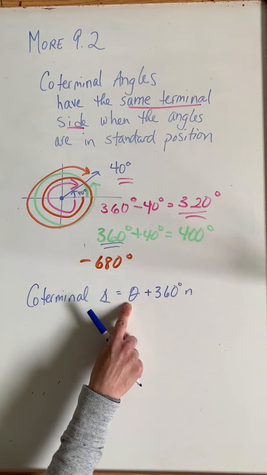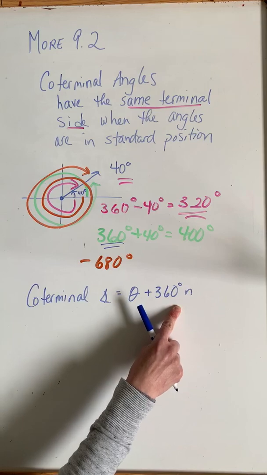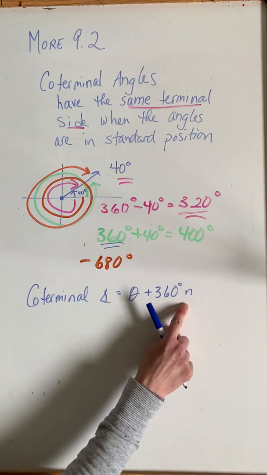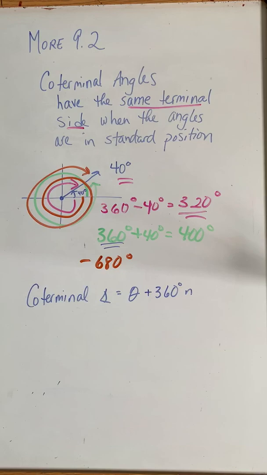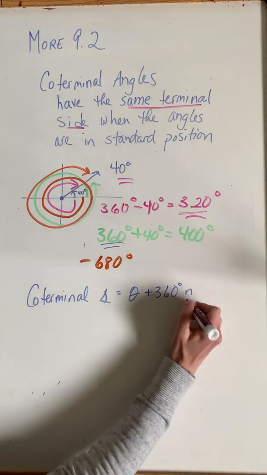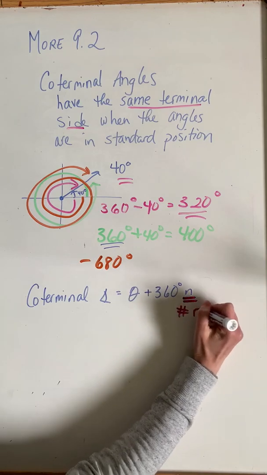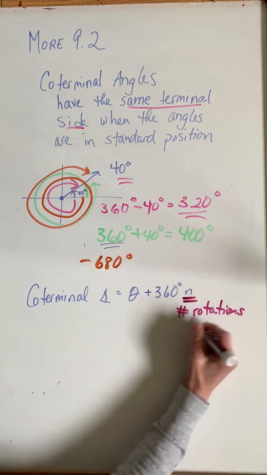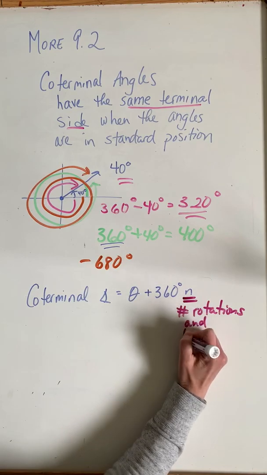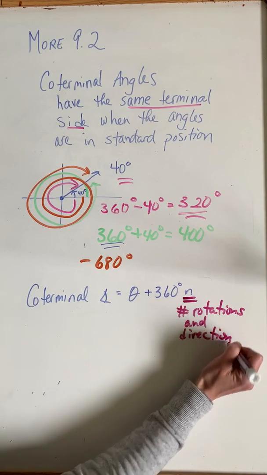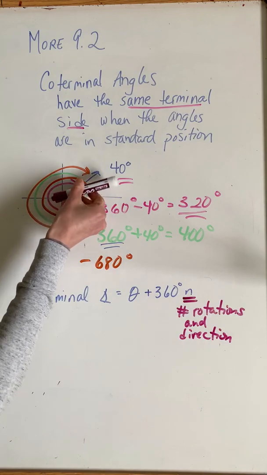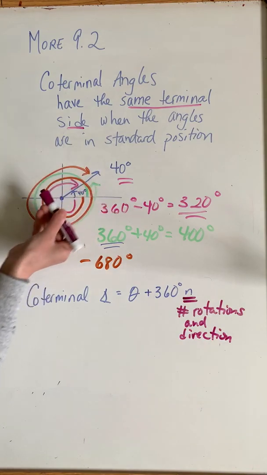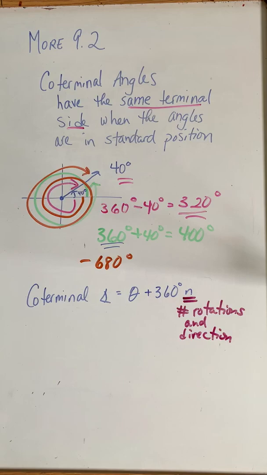So we could have, for example, theta plus 360 degrees times n, right? And then n, what does n actually represent? Well, n tells us both the number of revolutions that we're making and the direction of those revolutions, right? So it's the number of rotations and the direction. If n is positive, then that means we're rotating counterclockwise. If n is negative, we're doing our rotations clockwise, okay?